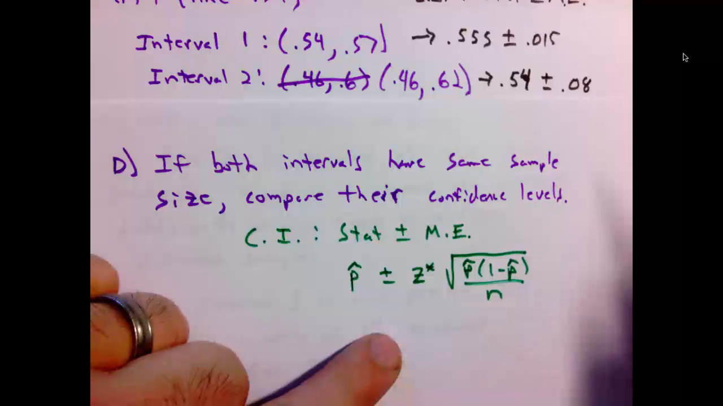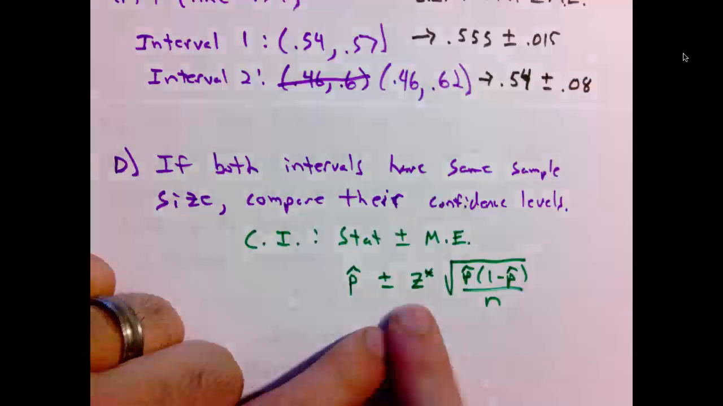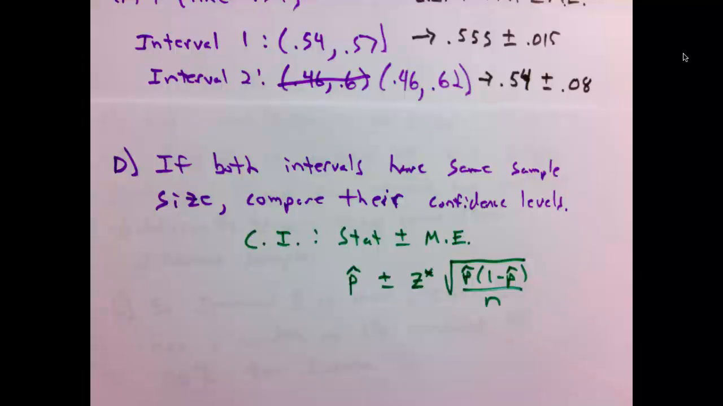Well, interval 2 has the greater margin of error. Thus, interval 2 would have to have a greater z star, so it's a greater confidence level. Again, this makes perfect sense. If these came from the same sample size, then if this margin of error is much wider, we're much more confident we're capturing our true proportion. Think about it. If I say I'm going to guess 55% and go out a couple percentage points on both sides, or I'm going to guess 55% and go out 10 percentage points on both sides, clearly the one where I go out wider, I'm going to be more confident.